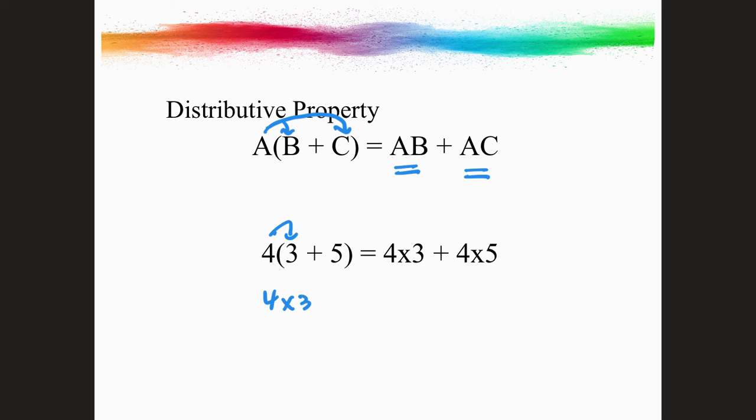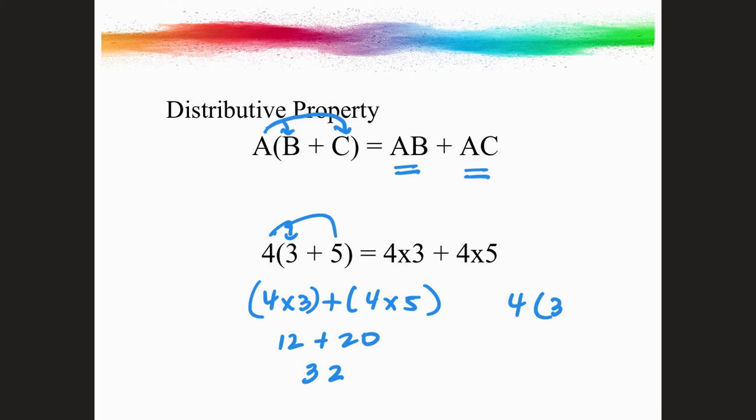4 times 3 plus, and I like using parentheses, 4 times 5. So my result here would be 12 plus 20, which would be 32. And let's take a look at what that looks like if we work PEMDAS. 3 plus 5 would be 8, right? Because we would do the parentheses first. And then we do 4 times 8, which is 32. This is why the distributive property works.